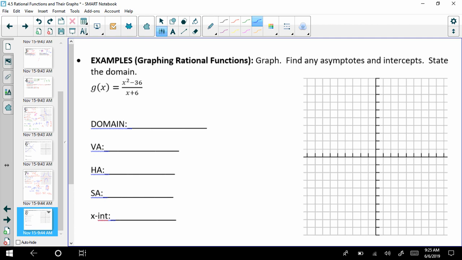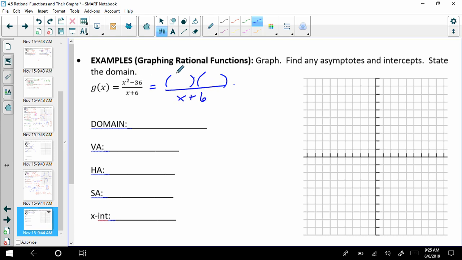Last example, and then we're done. Same steps. Now with this one though, there's something that should kind of jump out to you. Notice the top is the difference of squares. On these problems, if it looks like something can be factored, I want you to do that first before doing any of the problem, because I'm going to show you what can happen. So I'm actually going to factor the top.